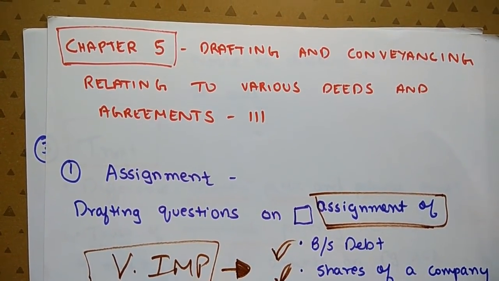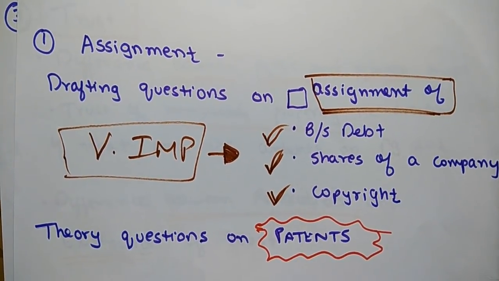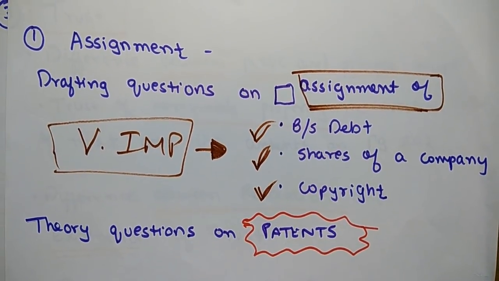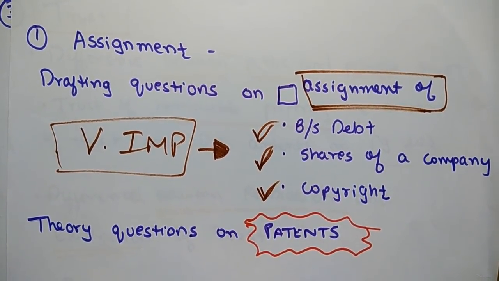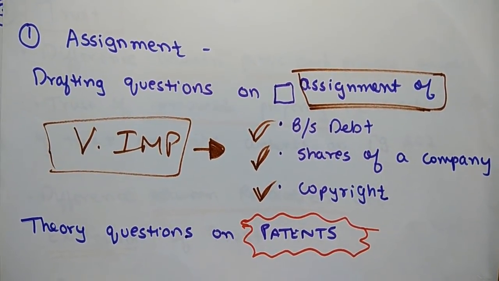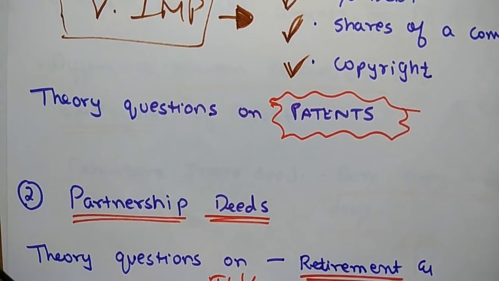The first part in the chapter deals with assignment, which means when one person transfers his right to another. The important things under this are drafting of assignment of business debt, shares of a company and copyright. Theory questions on patent is important.